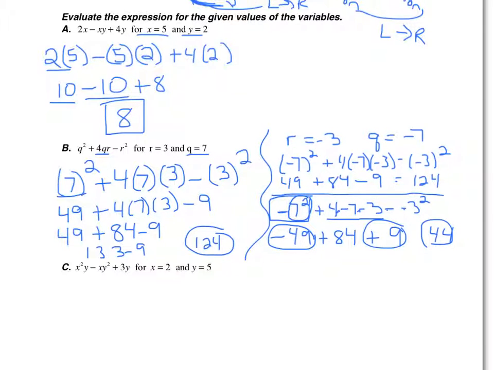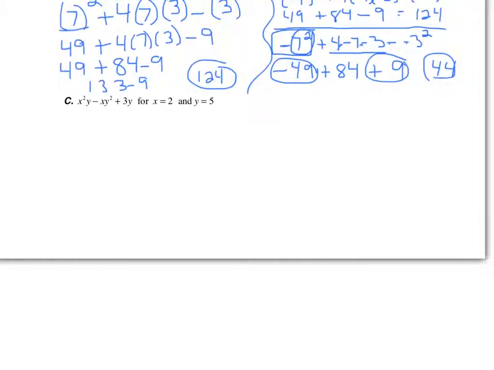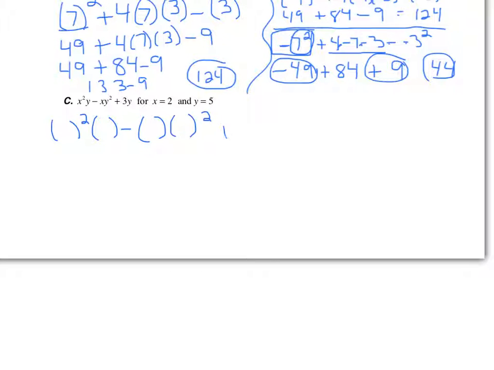So let's look at letter C. We plug in an x squared times a y minus an x times a y squared plus 3 times a y. So again, everywhere I see a letter, I'm going to put parentheses. And instead of x, I'm going to put a 2. So this was 2 squared, and then y, which is 5, minus xy, and then plus 3 times y, which is 5.